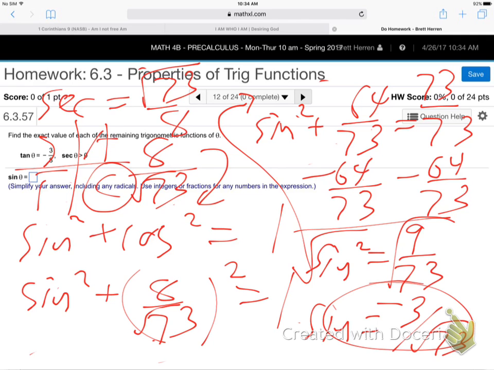Is that good? So everybody see what I did there? It's all half erased now, but I basically plugged into tangent squared plus 1 is secant squared. And that gave me secant, and then I flipped it to get cosine, and then I plugged into sine squared plus cosine squared is 1. Fair bit of work there. No questions? We all good?